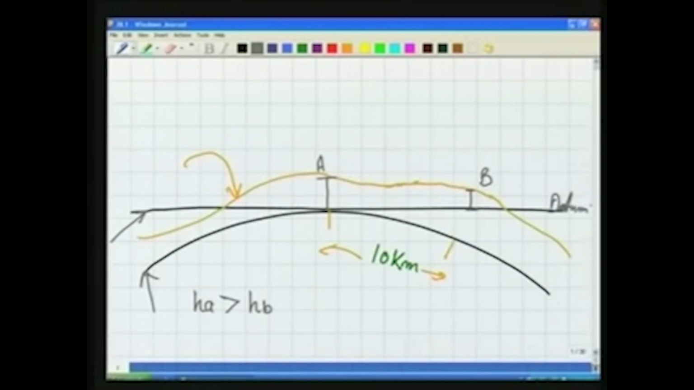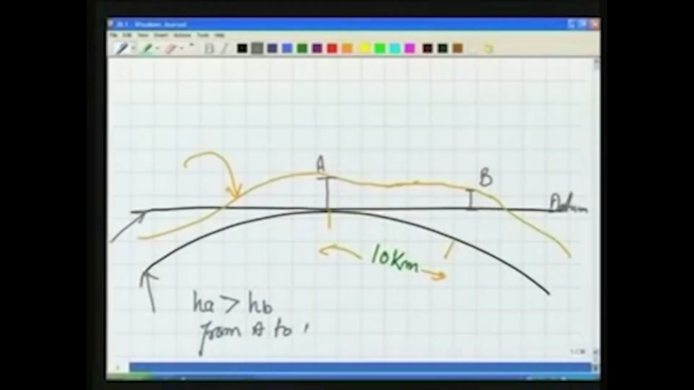What is the meaning of this? The meaning of this is, in this case, the water should flow from A to B, because if you are considering the earth to be flat, we are not measuring elevations from the geoid, rather we are measuring the elevations from a flat plane, a horizontal plane. In that case, the water should flow from A to B.